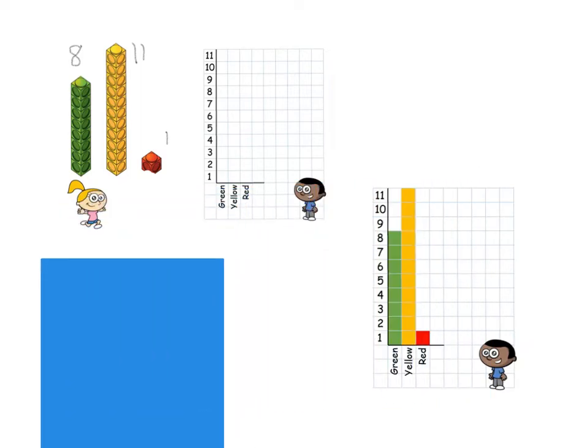Okay, and this over here is our block diagram for the different coloured cubes. You can see that we've coloured in 8 blocks for the green cubes, 11 blocks for the yellow cubes, and 1 block for the red cube.